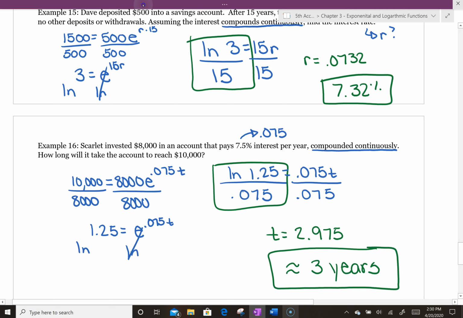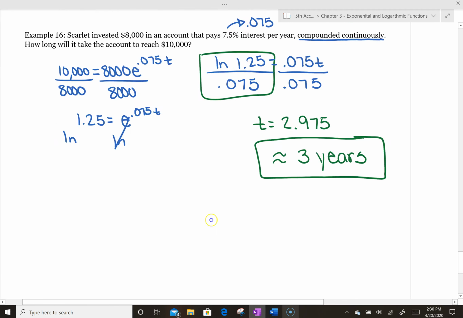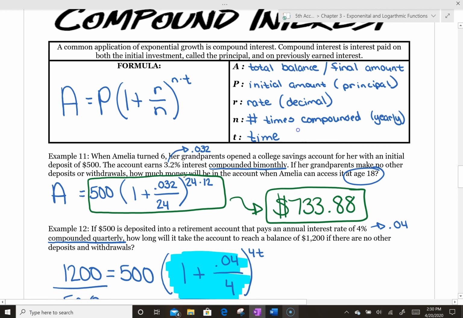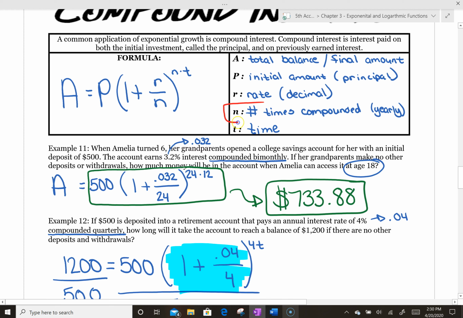Okay, so that is all the examples for you. The only other thing that I would like to touch on before I let you loose is making sure that you understand what this N is. And what I mean by that is it's yearly. So anytime it says compounded, like semi-annually, well, annually means one time a year. So if it's semi-annually, then that would mean N is 2.